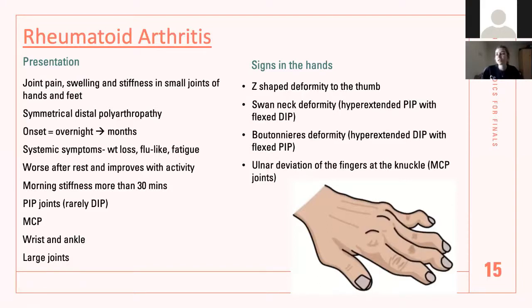So you'd also see some telltale signs in the hands. So you'd see a Z-shaped deformity of the thumb, so you can see the Z shape here. Swan neck deformity, Boutonniere's deformity, and you'd also see ulnar deviation of the fingers. So you can't really see it in this image very well, but you'd get ulnar deviation towards the side there.